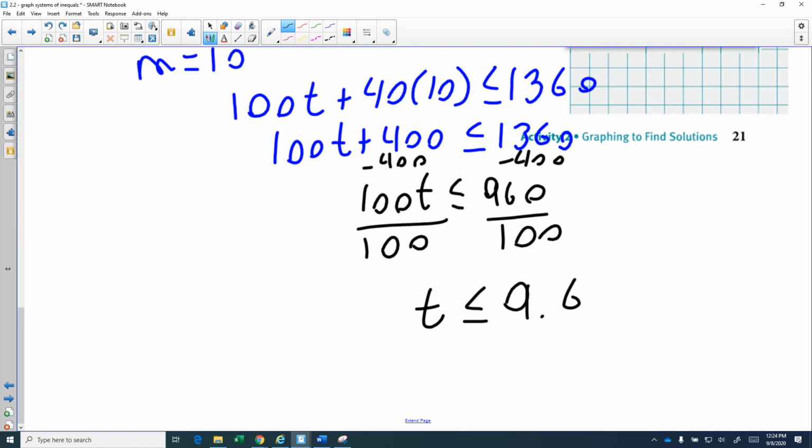Now, if I want to make this equation truthful, or I want to actually make it right, I can't have this 0.6. Okay, I can't buy 0.6 of a ticket. So basically, I have to assume that our tickets have to be less than or equal to 9. Okay, and that would be our final answer.